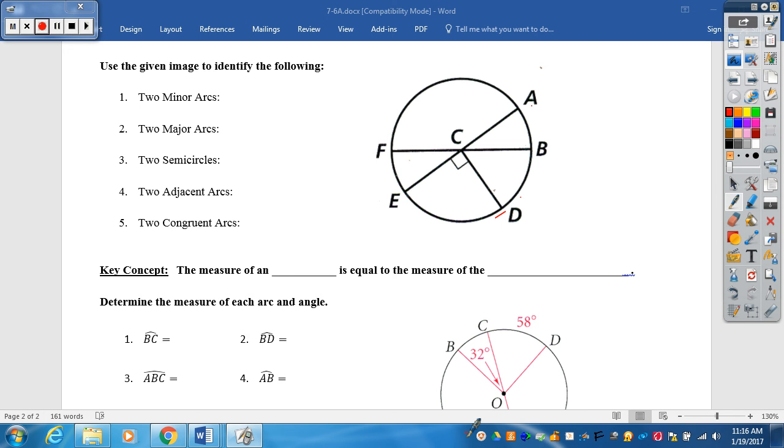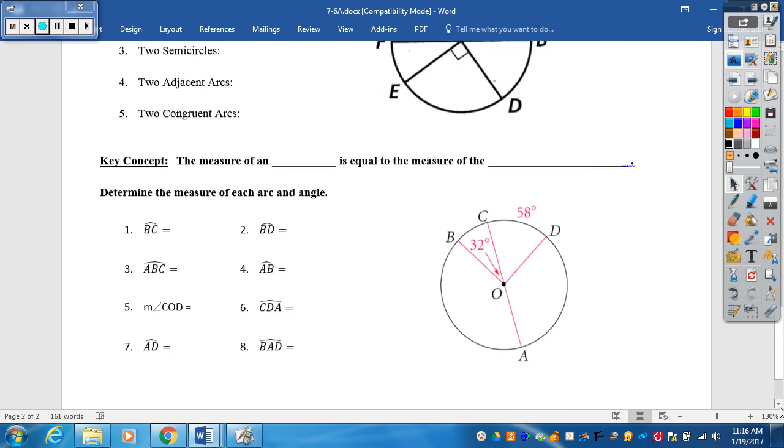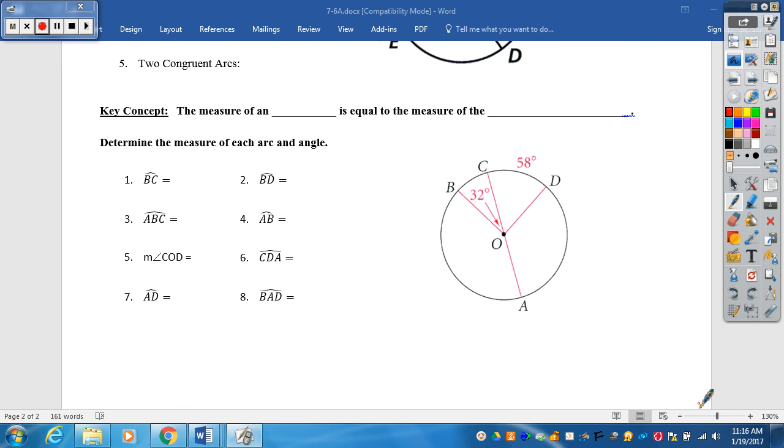For the key concept down there, this is just reiterating what we talked about earlier. The measure of an arc is equal to the measure of the central angle. Okay. So in this last problem here, it's really simple, so don't make it more complicated than it has to be. What's the measure of this arc up here? That's for number 1. Well, it's equal to the central angle, so I can put 32 down.